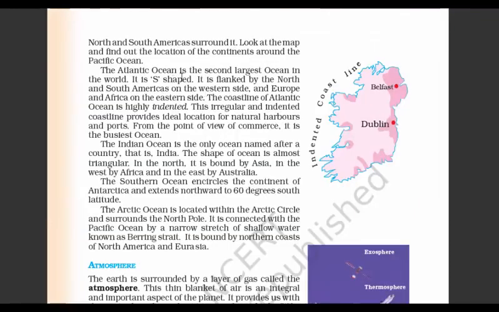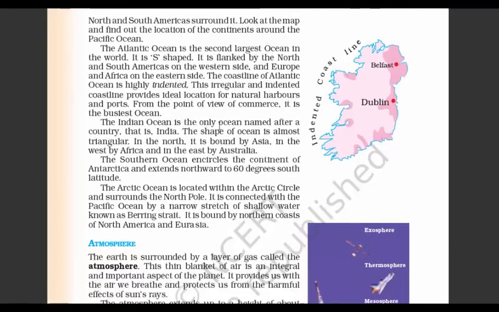Coming to the Atlantic Ocean, it is the second largest ocean in the world. It is S-shaped, and it is also one of the major sources of trade and commerce. Most of the ships pass through Atlantic Ocean in order to do trades with the European nations and other African continents, and moving on to Asia, America and South America. The Indian Ocean is the only ocean named after a country, that is India. Rest other oceans are independent.